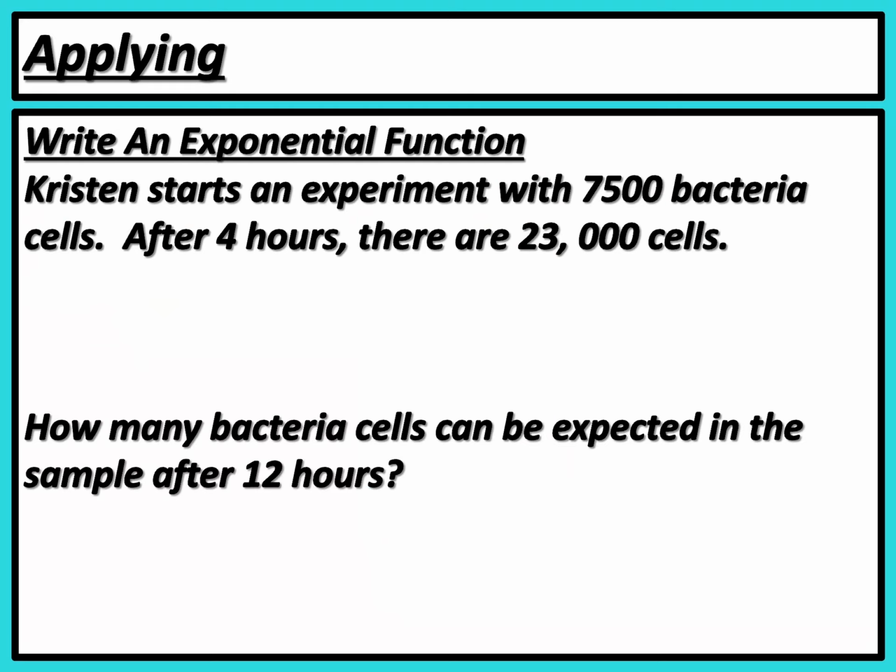So still non-rate. Kristen starts an experiment with 7,500 bacteria. After 4 hours, there are 23,000 cells. So we now have to write these ordered pairs for ourselves. I see it says that keyword starts. Starts an experiment with 7,500. Well, that's got to be my initial value at time 0.